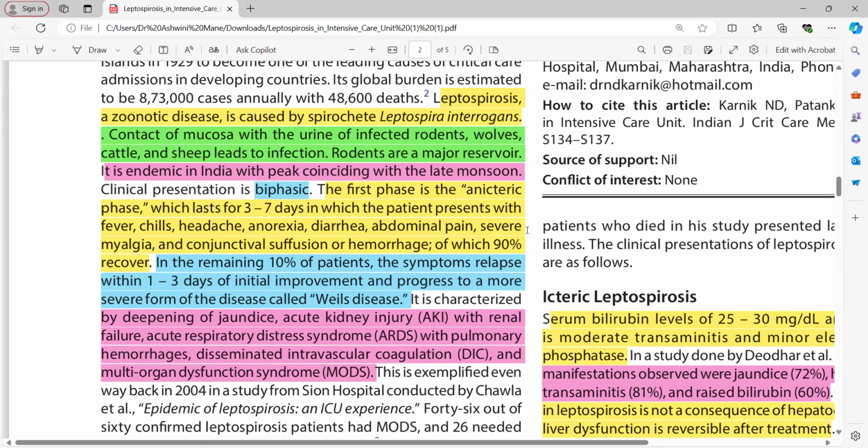Contact of mucosa with the urine of infected rodents, wolves, cats, and sheep leads to the infection. So, rodents are the major reservoir. It is endemic in India with the peak coinciding with the late monsoon.